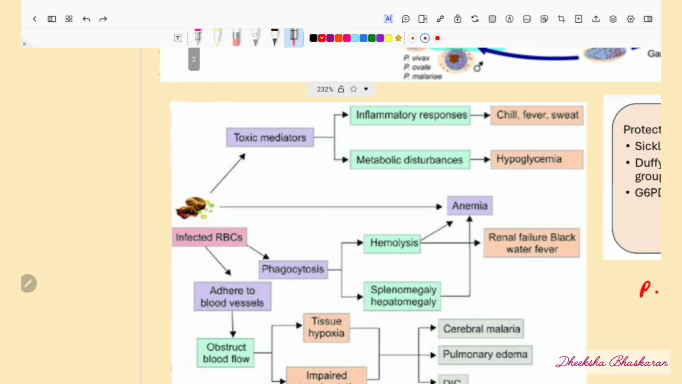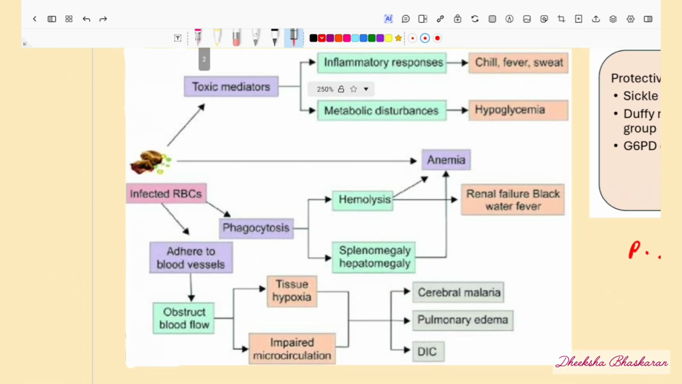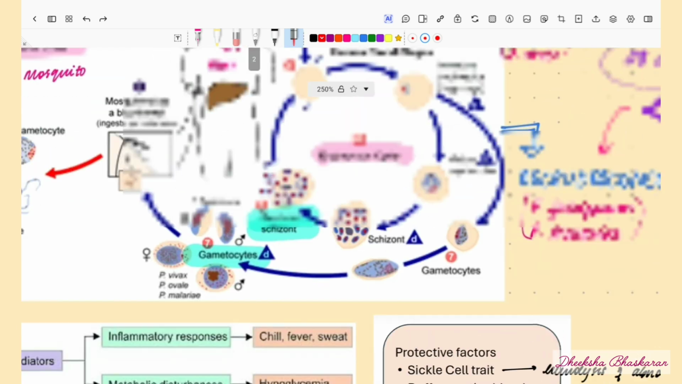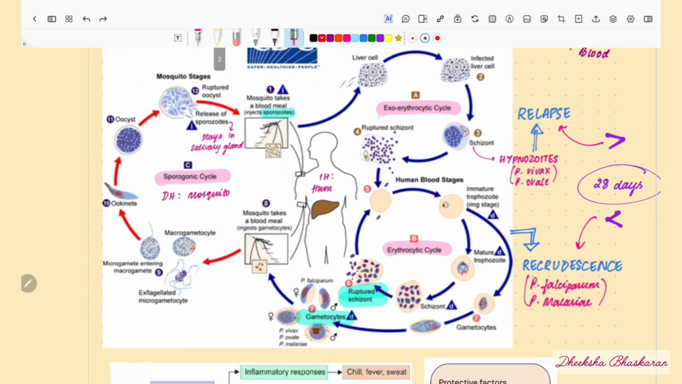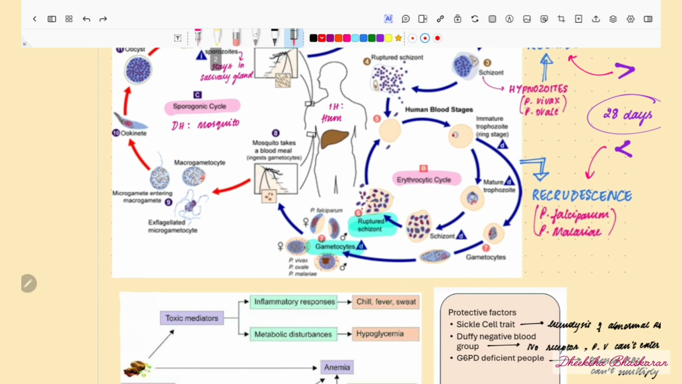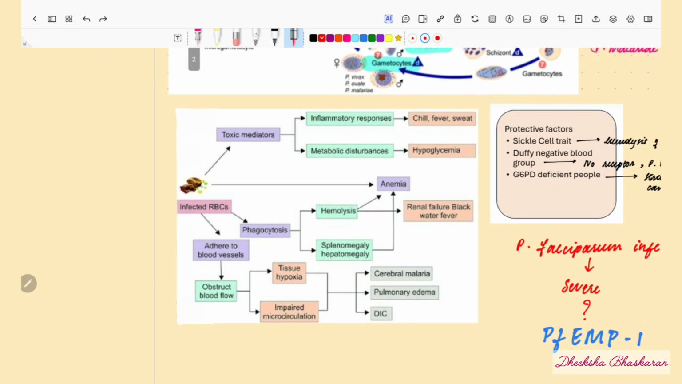Then we'll talk about pathogenesis of the disease. Here we need to know that the erythrocytic phase, the RBC phase, is the pathogenic phase. The parasites in the RBCs are what is responsible to cause the disease. The liver stage is the extra-erythrocytic stage of the cycle and has no role in causing the manifestations of the disease. The RBC stage causes the manifestations of the disease.